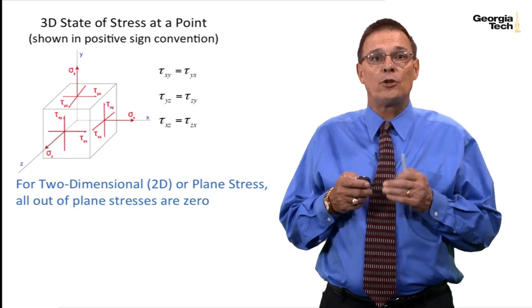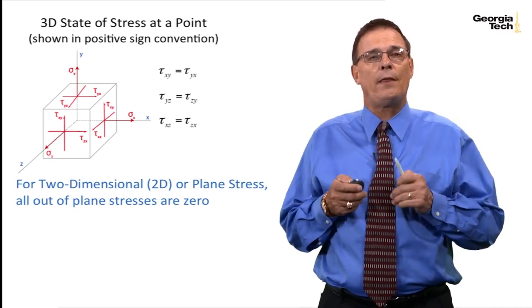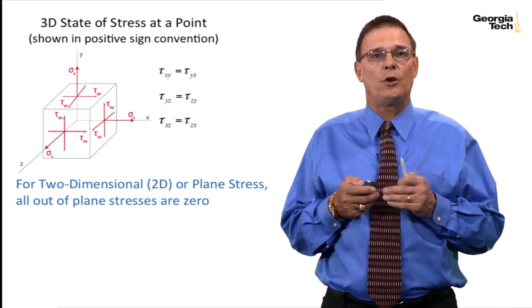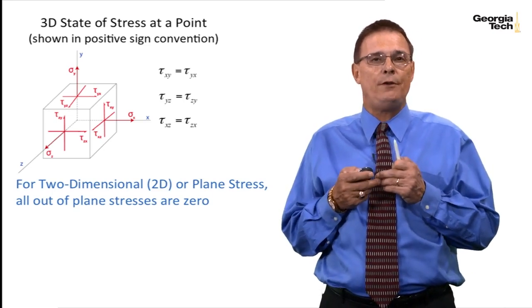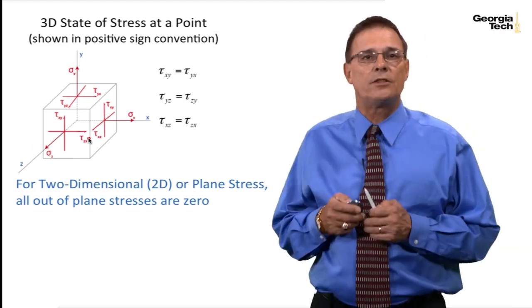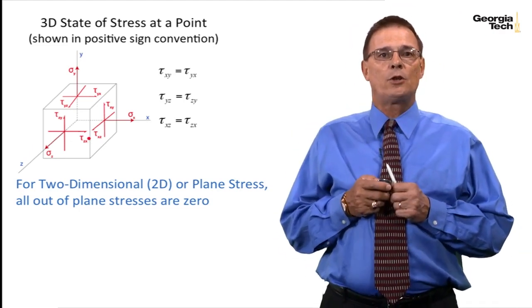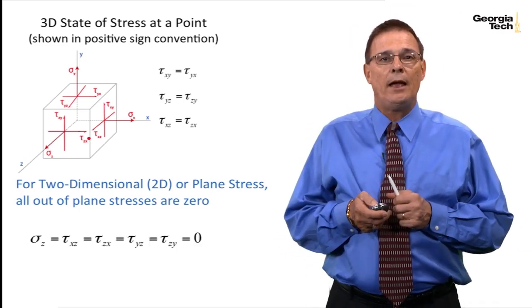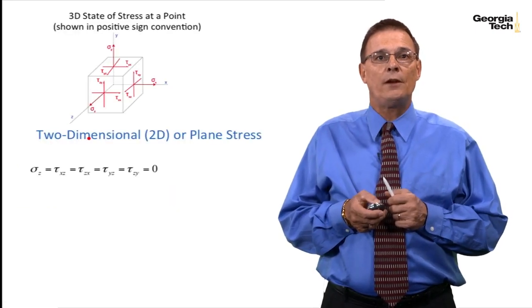Now, for two-dimensional stress or plane stress, we're going to say that all of the out-of-plane stresses are zero. So we're going to say that all of the stresses on the z-face, the normal stress on the z-face and the shear stresses on the z-face are going to be equal to zero. And so I'm just going to end up with a two-dimensional state of stress.